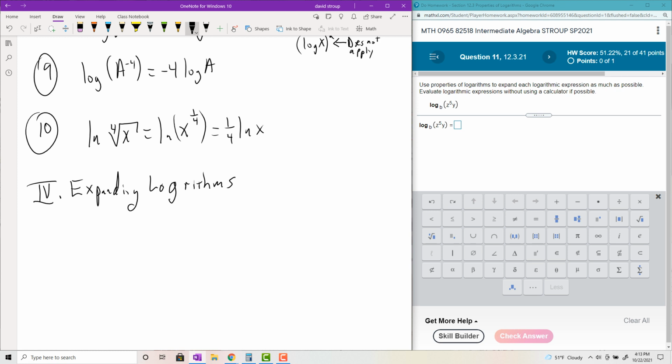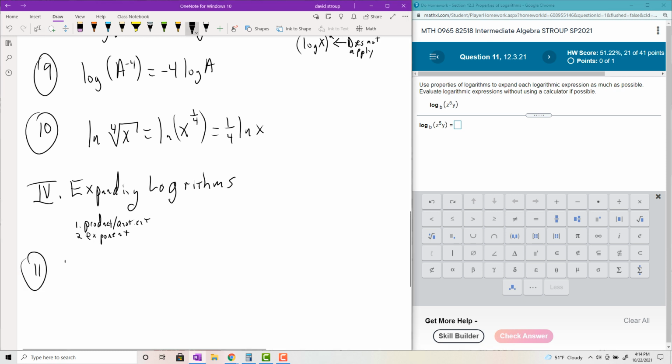For expanding logarithms, what you want to do first is your product rule and your quotient rule, and then lastly do your power rule. I believe that'll help you. So for instance, question 11.